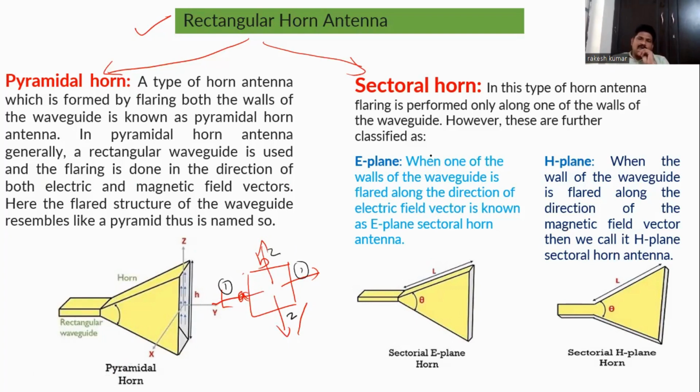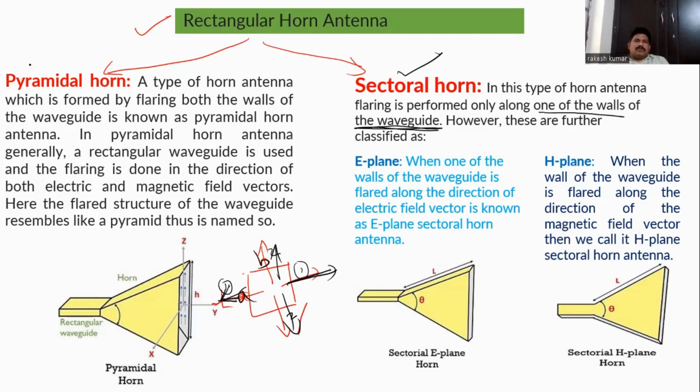Okay, so coming to the rectangular horn antenna, if the flaring is performed only in one of the walls, meaning either A or B. For example, if the flaring is done only along the A direction, not the B direction, or if the flaring is done only in the B direction, not the A direction, meaning the flaring is performed only on one of the walls of the waveguide, such a horn is called a sectorial horn.